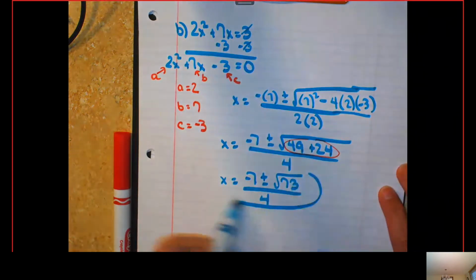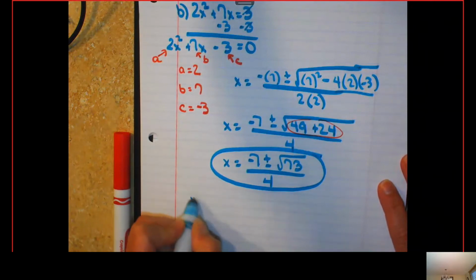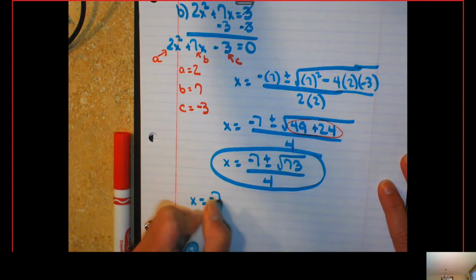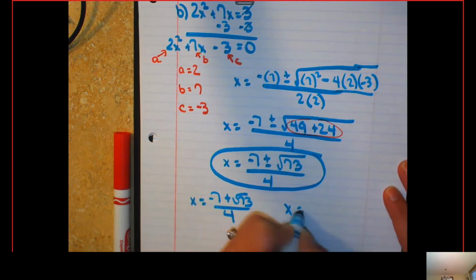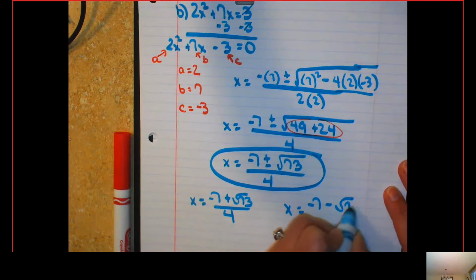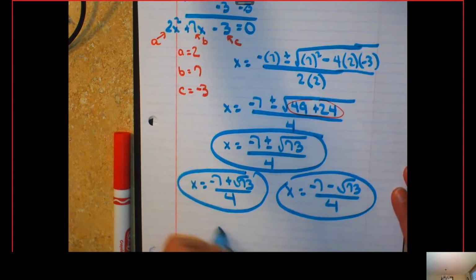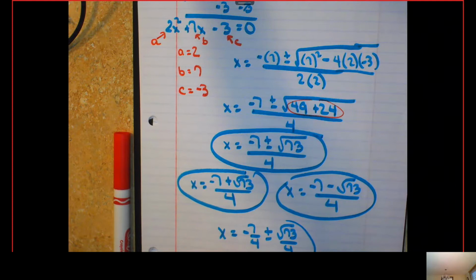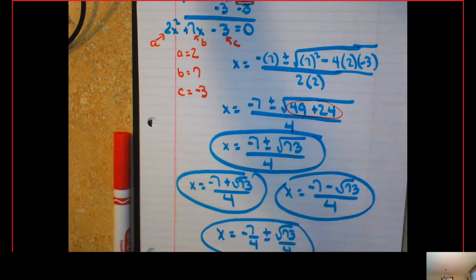So again, I can leave it like this. I can separate it into 2 answers, one with a plus and one with a minus. That would be the same as x equals negative 7 plus radical 73 over 4. And x equals negative 7 minus radical 73 over 4. So those are your 2 answers. And you also could rewrite it by separating each of them. So you can have x equals negative 7 over 4 plus or minus radical 73 over 4. So you can have it one of 3 ways. This one, these 2, or this.